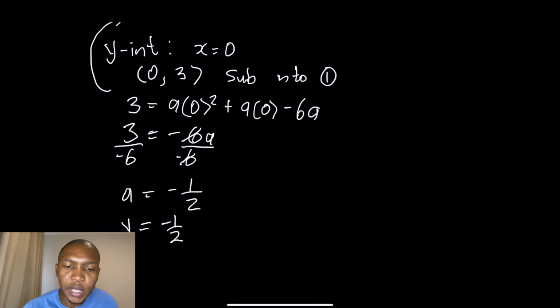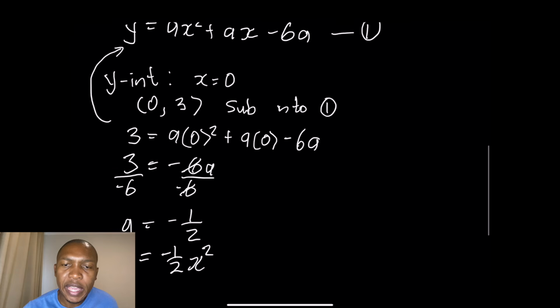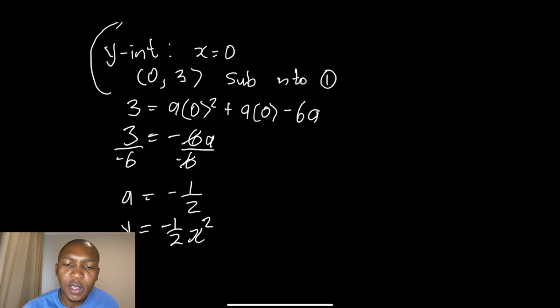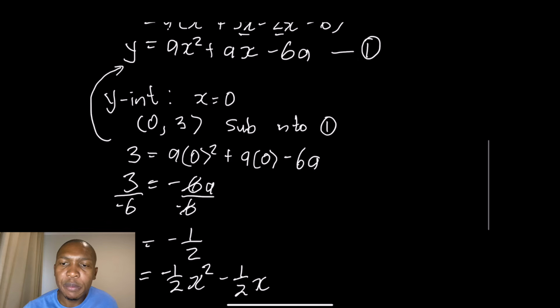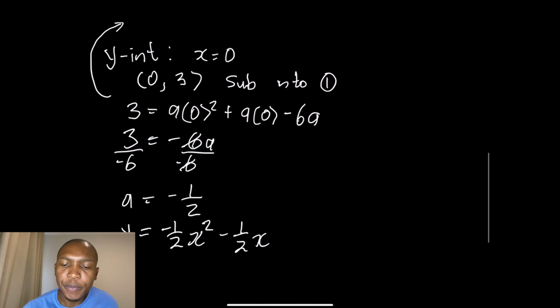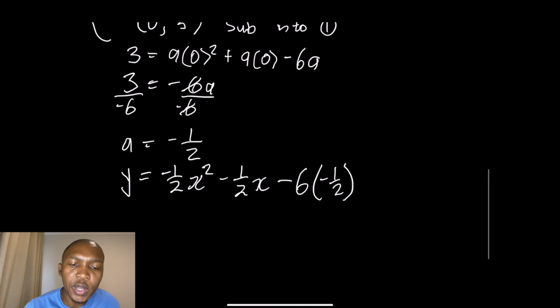Let's get that away. Minus a half x squared, and then plus ax, so that's minus a half x. And then minus 6 times a half, so that's minus 6 times negative a half. Okay, so we write down the whole equation.